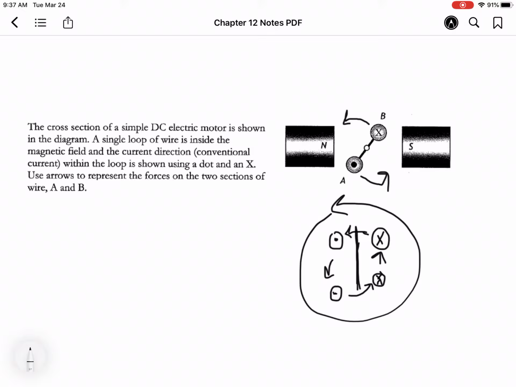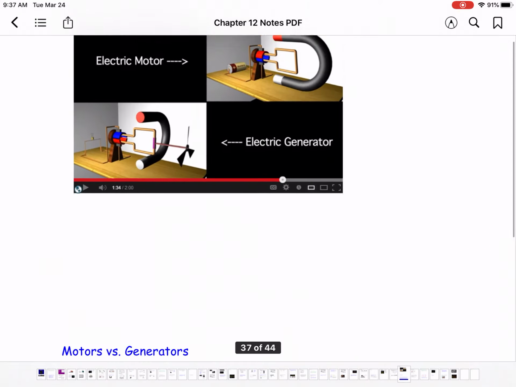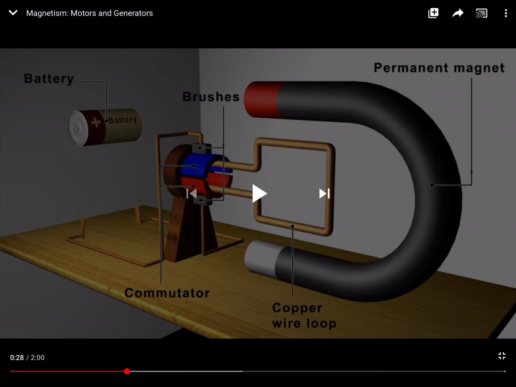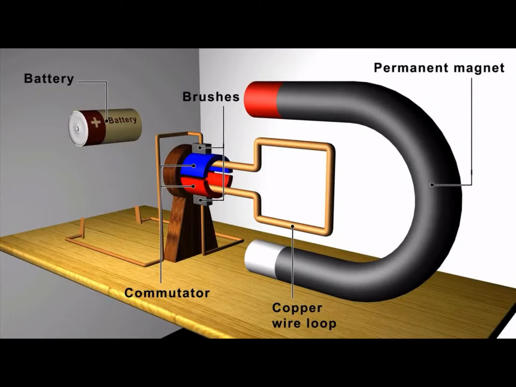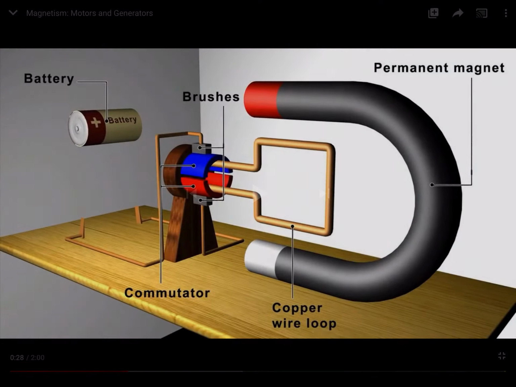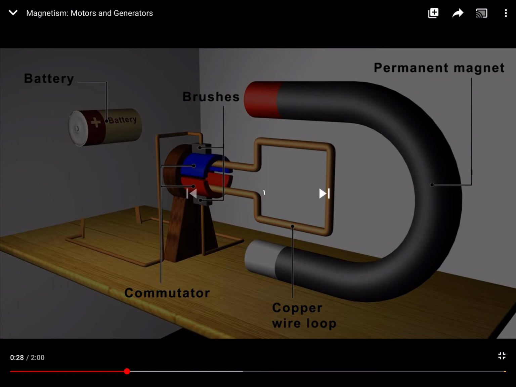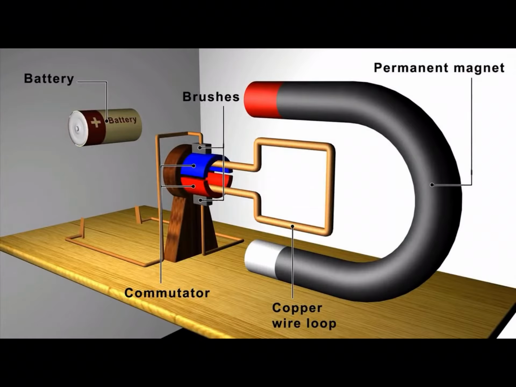There's a major difference between an electric motor and an electric generator. I've got a YouTube video here, I hope you guys can see it. What we have here is a permanent magnet. This is a motor, where we're taking electrical energy and turning it into kinetic or mechanical energy. The loop has a permanent magnet, and we're just going to start this video here, of an electric motor.